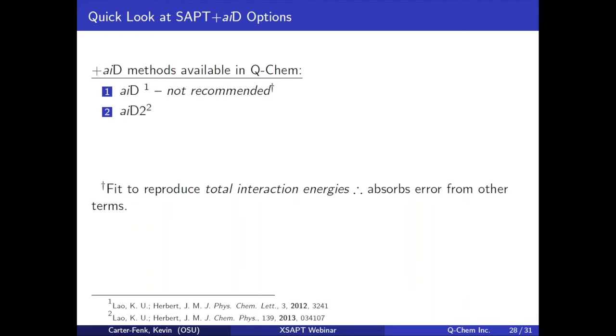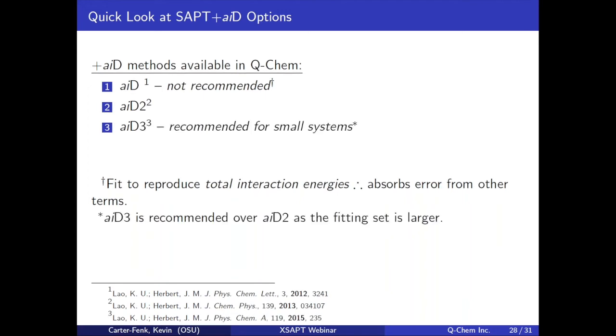AID2 is the second generation empirical dispersion method, and that is fitted to high order SAPT dispersion data. So that can be trusted as a purely SAPT dispersion correction. And AID3, which is recommended over AID2, is the next generation of AID2. So that AID3 correction was fitted against just a larger data set.